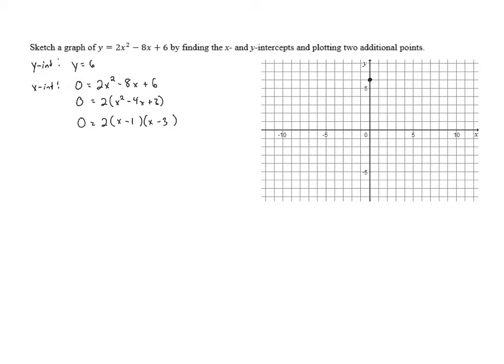Now, to solve, we need to set each of these factors equal to 0. We can set 2 equal to 0, but 2 is never equal to 0, so we can throw that away. That won't give us any solutions. Then we set x minus 1 equal to 0, or x minus 3 equals 0. And when we solve, we end up with x equals 1, or x equals 3. So the x-intercepts are 1 and 3, and we can plot those on the graph right now.